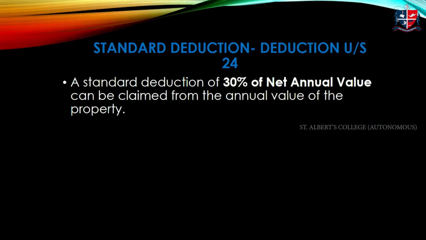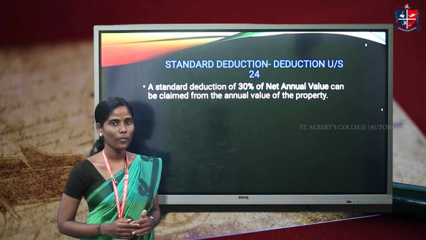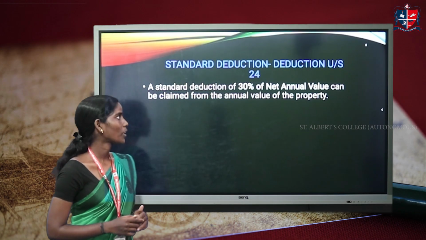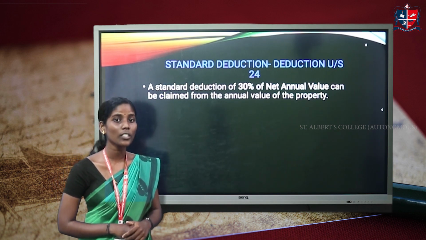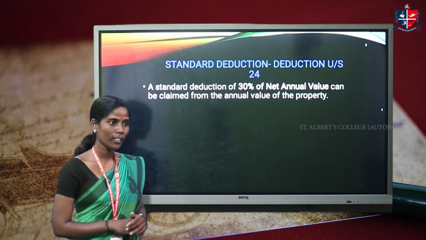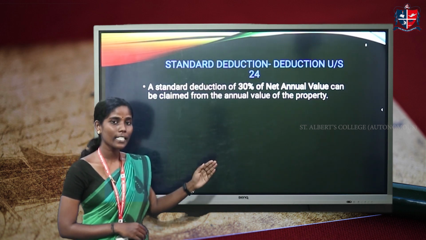So we are deducting municipal tax from gross annual value. We will get net annual value. From that amount, we are deducting a standard deduction. It is a deduction under section 24. That means we are calculating 30% of net annual value and deducting it from NAV.